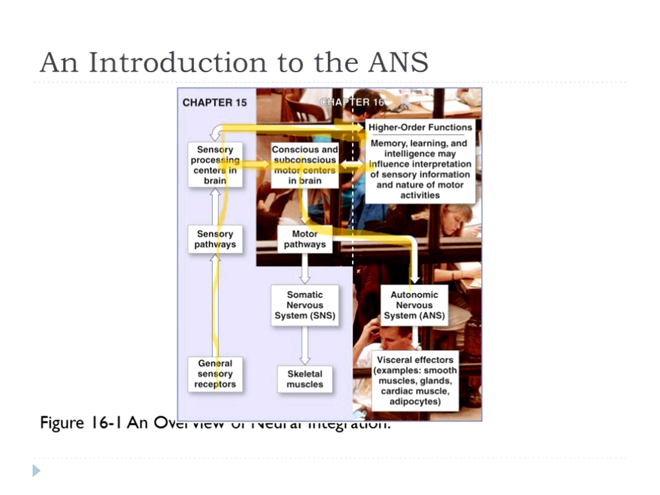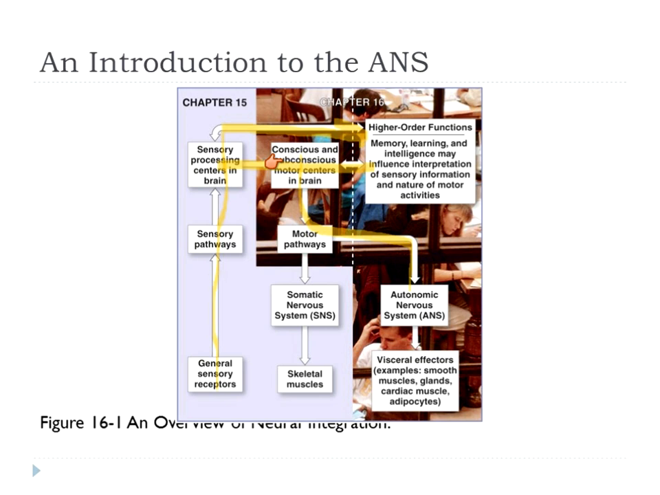So looking at this as a little bit of a roadmap on where we're going, general sensory receptors go through sensory pathways and send that information to the brain. Subconscious and conscious motor cells in the brain can then take that information on to the higher order portions of the brain, so memory, learning, and intelligence are affected in much the same way. Sensory processing centers in the brain can also bypass this and go to higher functions of the brain.